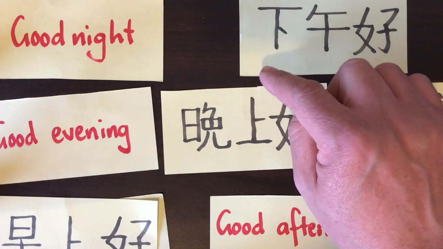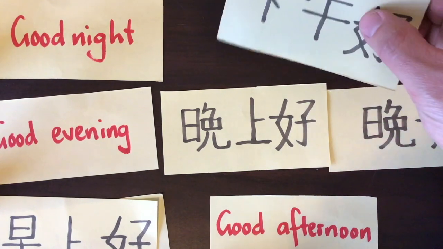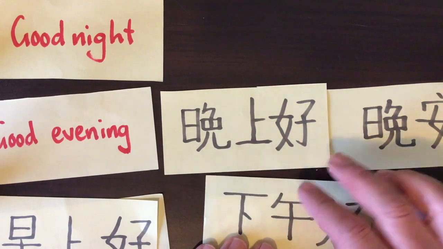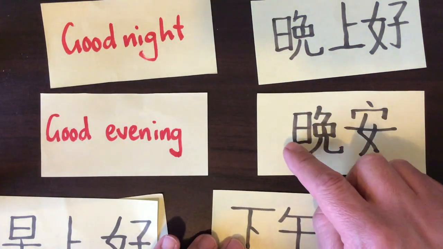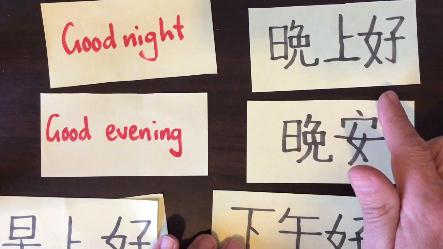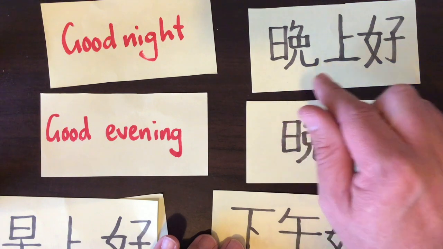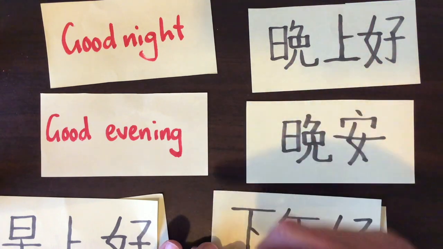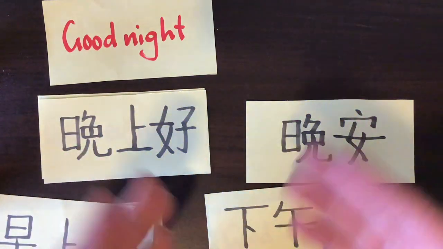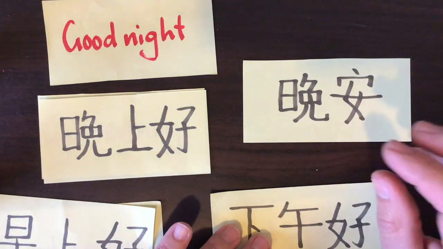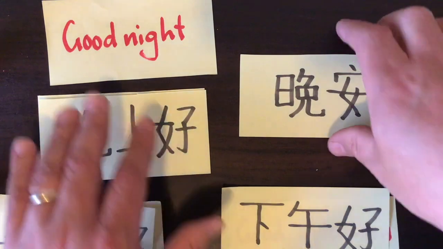Oh, sorry, I said it wrong. Xia. Xia Wu Hao. Xia for going down. Xia Wu Hao. So it's the middle of the day. It's going down. The day's going down. So it's the afternoon time. That's good afternoon. Xia Wu Hao. Now we've just got these two times left. Wan An. Wan Shanghao. Wan means night, or starting of night. Shang. So it's going up. So the night's beginning. So Wan Shanghao, that's good evening. Which we know good evening can be just late afternoon, very late afternoon, or just the beginning of night time. And we have Wan An, peaceful night, good night. Okay.